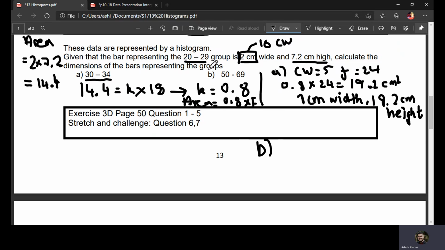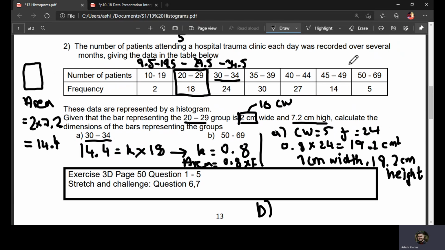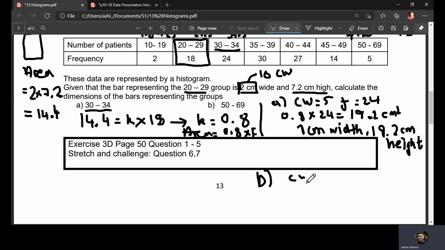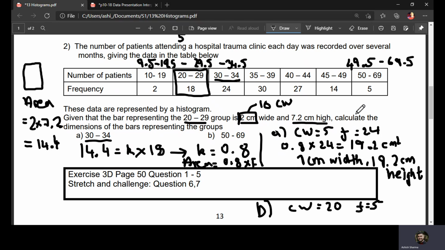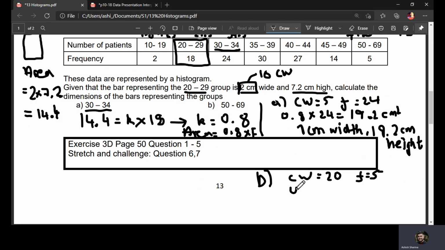Now for part B, 50 to 69. If I go all the way to 50 to 69, the bar will actually start from 49.5 and go all the way to 69.5. Now that class width is actually going to be 20, not 19. The frequency is 5. There are 5 people in that, or the number of instances is 5. Now again, let's try and find the area. So 0.8 times 5, which is 4. So we've got to construct a bar which is 4 centimeters squared in area.